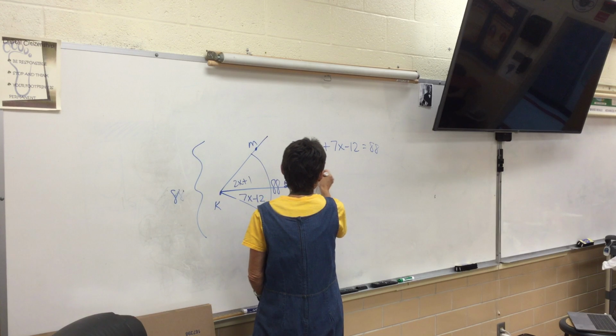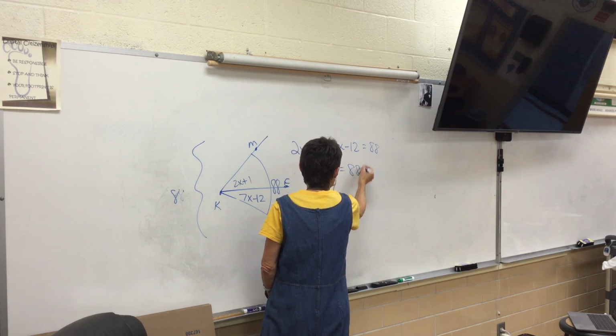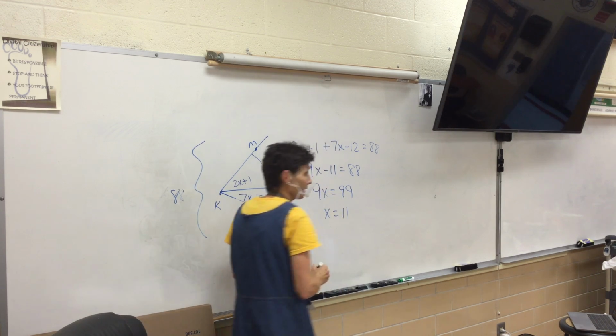So we have 9x minus 11 equals 88. So 9x equals 99, and I got x equal to 11.